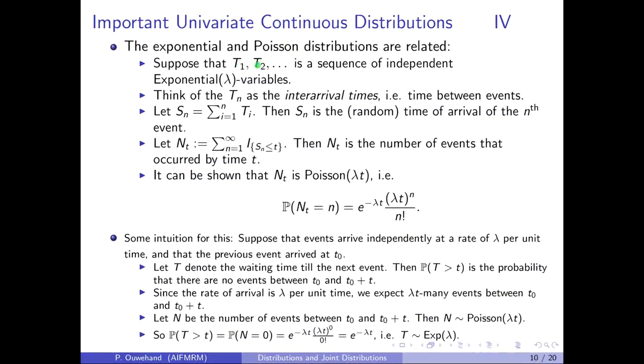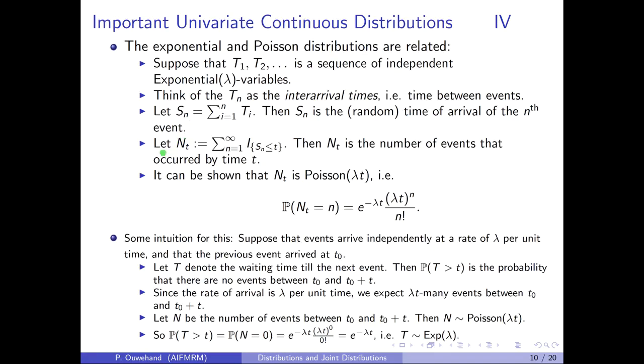The exponential and Poisson distributions are related. Suppose that T1, T2, etc. is a sequence of independent, exponentially distributed variables with parameter lambda. Think of the Tn as inter-arrival times, i.e. the time between events. Let Sn be the sum of the first n many Ti's. Then Sn is the random time of arrival of the nth event. In other words, the nth event arrives at time Sn.